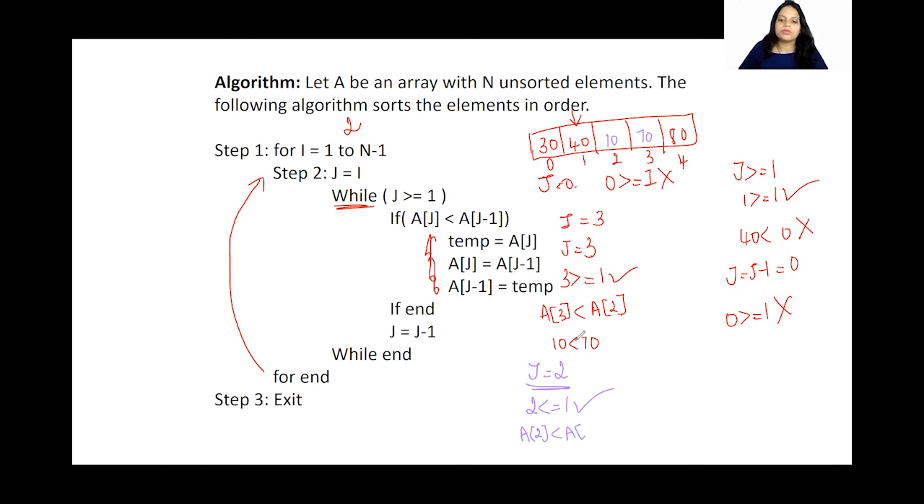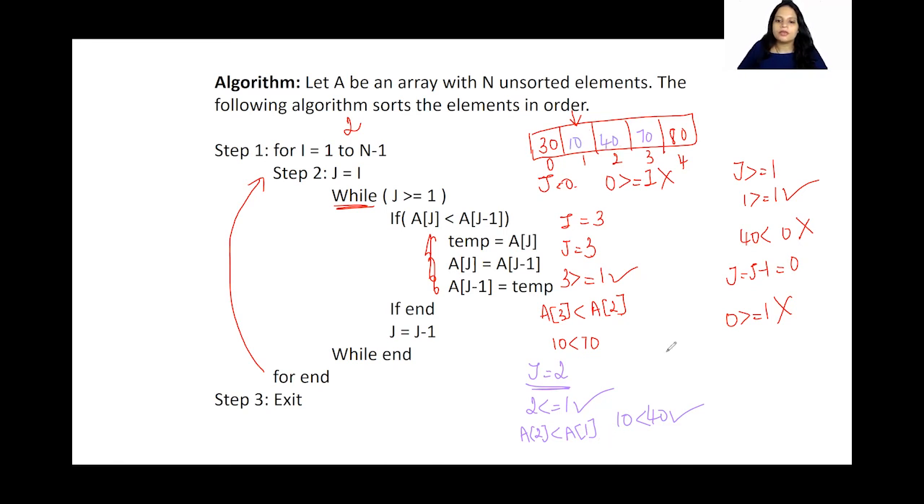Is this true? So what is a of 2? A of 2 is nothing but 10. So 10, is this less than a of 1, which is 40? Yes, this is true, isn't it? So again, we are going to swap. So what is going to happen now? I'm going to swap 40 and 10. So my 10 value is going to come over here and 40 is going to come over here, right?